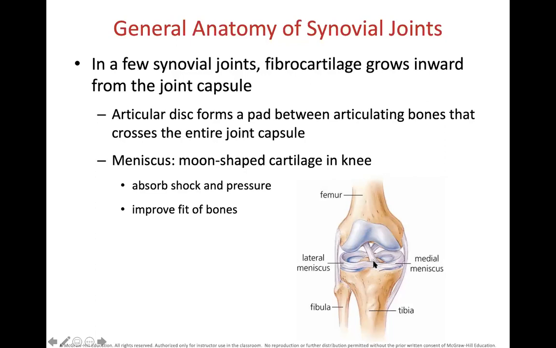They are going to help with a couple of different aspects of joint movement. They're going to help absorb shock and pressure, so they're kind of like little pillows within your knee. And then they also help improve how the bones fit together. They'll help the femur and the tibia fit together a little bit more securely than if they were not there in the first place. So those are the two main functions of articular discs in general.